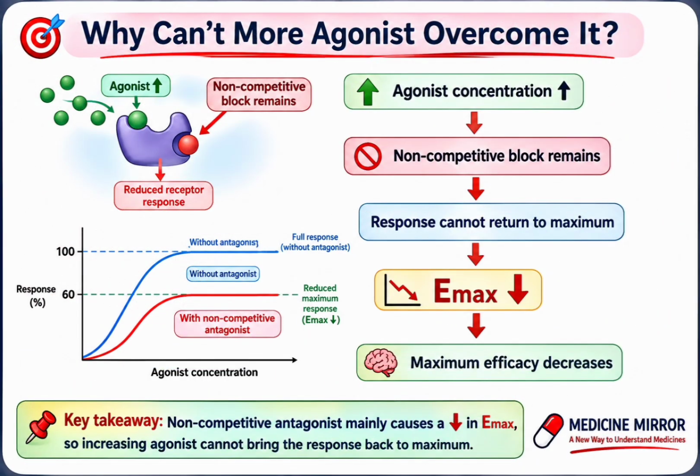This is the most important point. With a non-competitive antagonist, increasing the agonist concentration does not restore the maximum response. The antagonist has reduced the functional ability of the receptor system. Therefore, the maximum response, or Emax, decreases. So remember, non-competitive antagonism mainly causes a decrease in Emax.